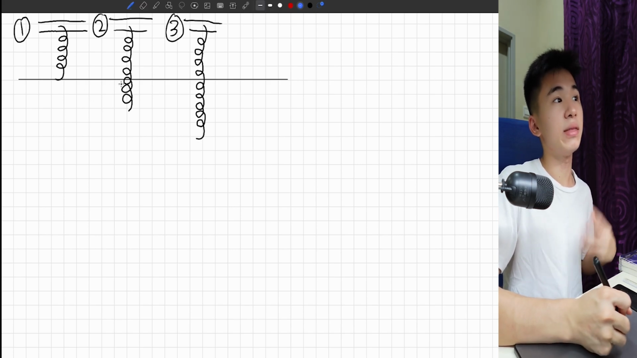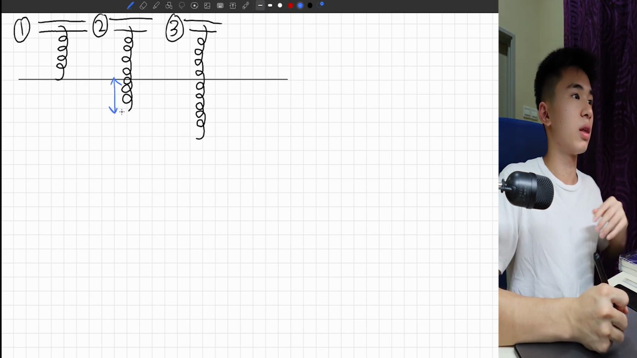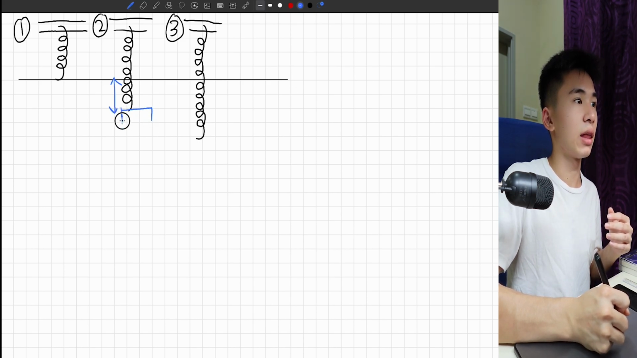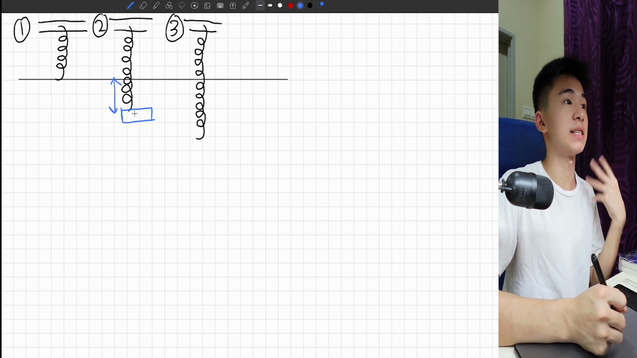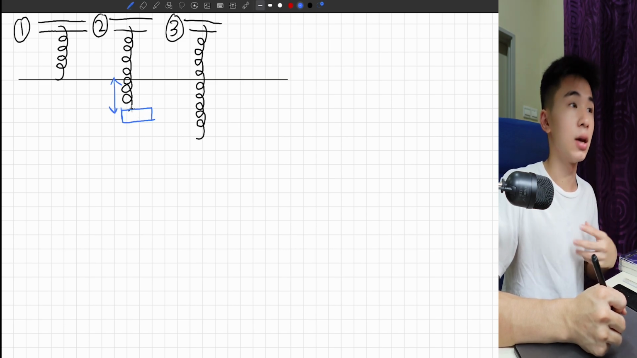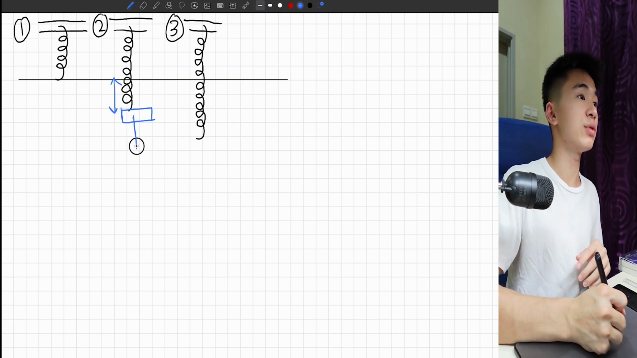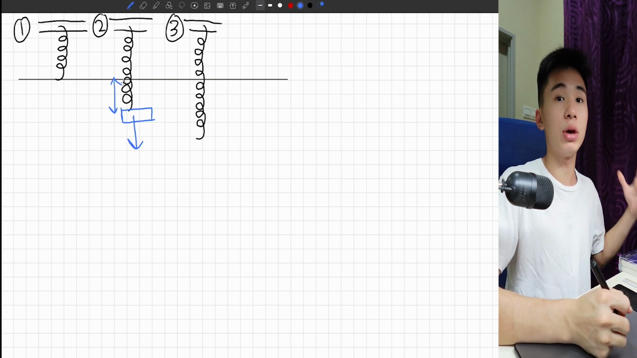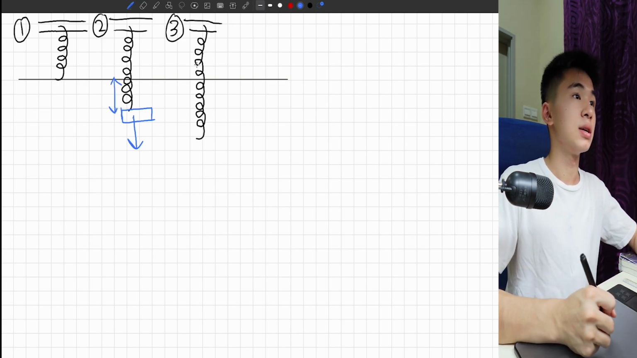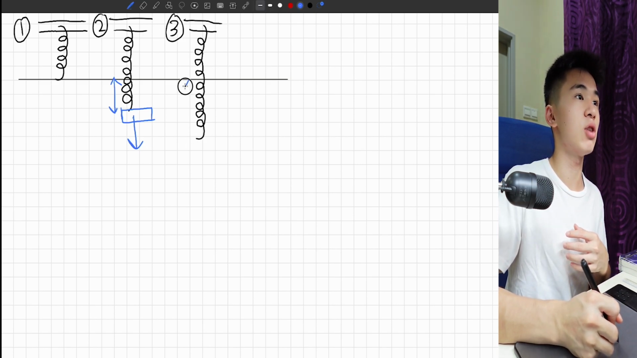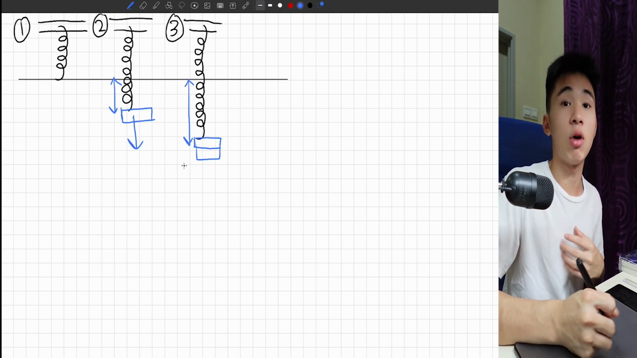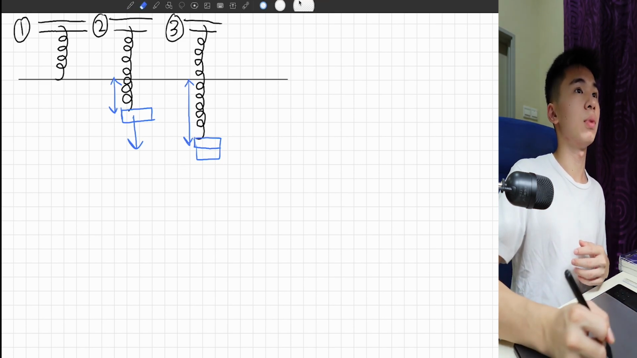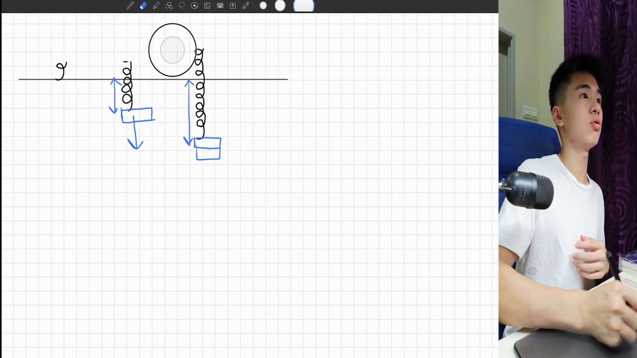So notice that the second diagram right here has extension in it. The reason is because if I add an object here, which has mass, if you have mass, you have weight. So weight is equal to force, so the force right here is pulling the spring, so it will cause extension in it. And furthermore, the third diagram right here has more extension in it. The reason is that when you add more weight on it, or more force, you will have more extension. So this principle brings us to Hooke's law.